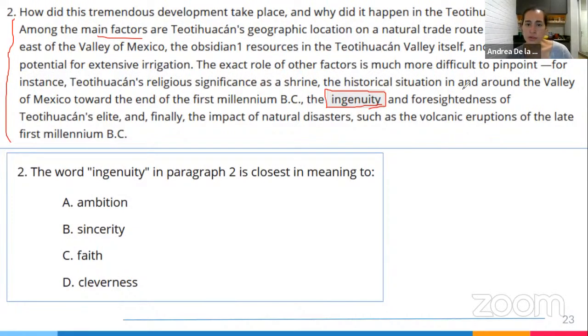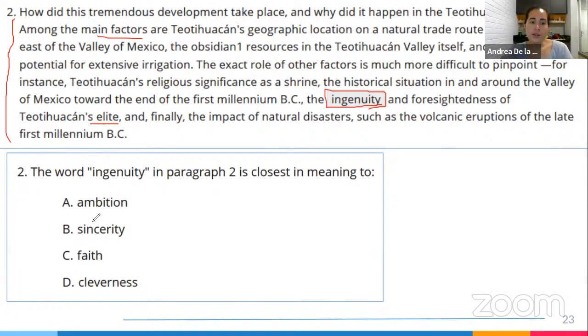And now if we ask ourselves, how does this word ingenuity fit in this paragraph? Actually, the ingenuity of the elite was one of the factors, right? One of the other factors that contributed to the development of Teotihuacan. The ingenuity of the elite was one of the factors that led to the development of Teotihuacan. So that is basically the context that you get. You can obviously compare it to the other factors because this is not the only one. You have other factors such as geographic location, their resources, their potential for extensive irrigation, their significance as a shrine. All of those were factors that influenced the development of the city.